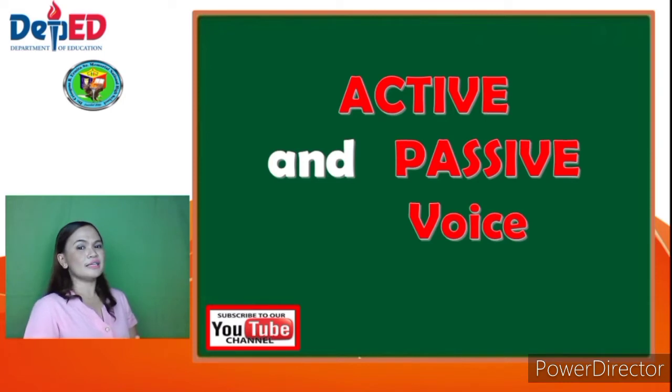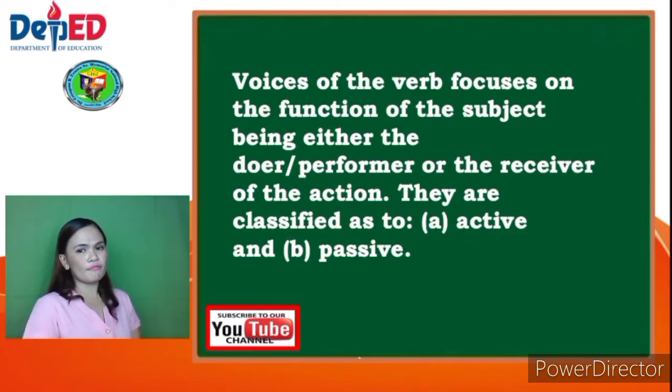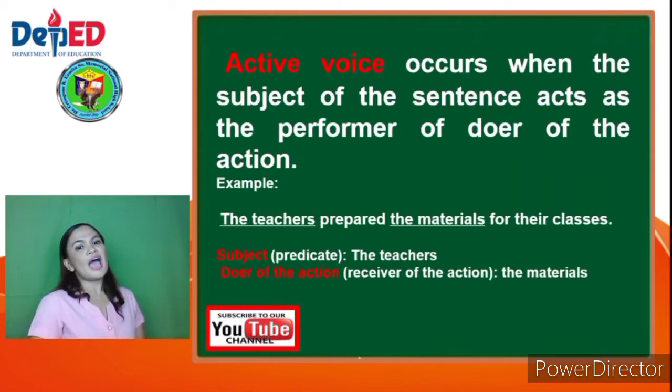We have active and passive voice. Voices of the verb focuses on the function of the subject being either the doer or performer or the receiver of the action. They are classified as two, active and passive. Active voice occurs when the subject of the sentence acts as the performer or doer of the action.